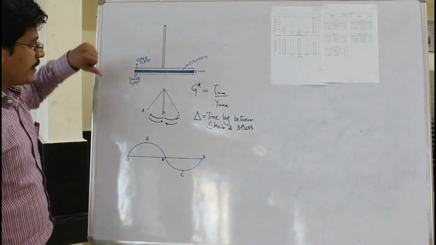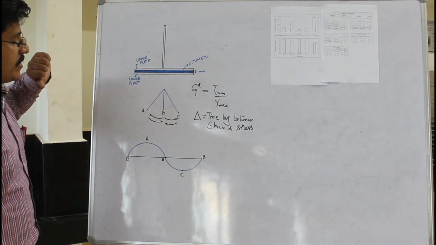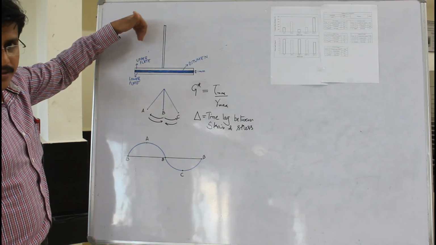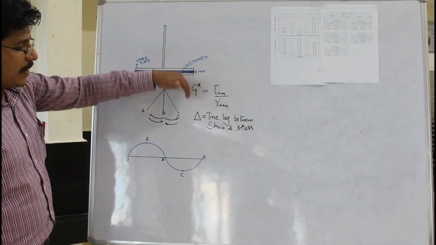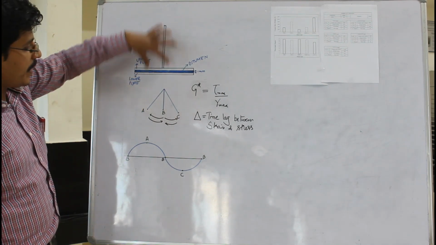Good afternoon all. Yesterday we did testing on bitumen using the dynamic shear rheometer. We did an oscillation test to determine G star and the phase angle. In this test, you have a parallel plate arrangement.